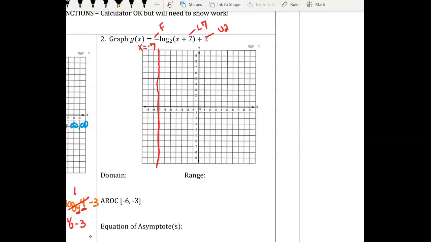Or sorry, negative 7. Our starting point is also going to move left 7, but then it's going to go up 2 and be here. And then we'll have a flip, which we'll deal with in a moment. So let's go ahead and get our table going. We're going to use 2 to the x to make our table.